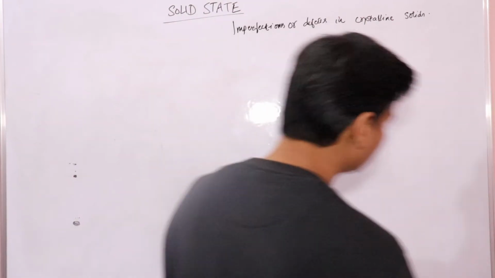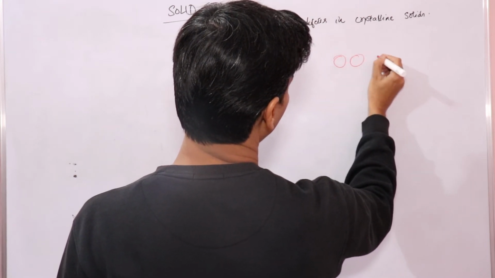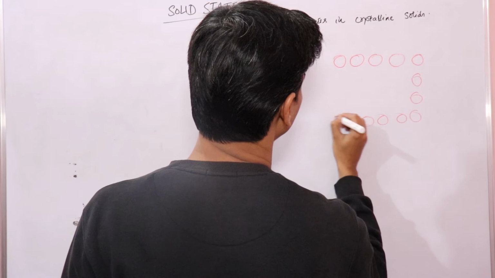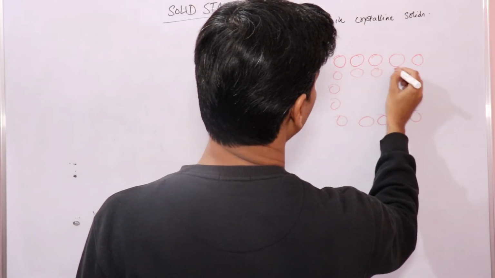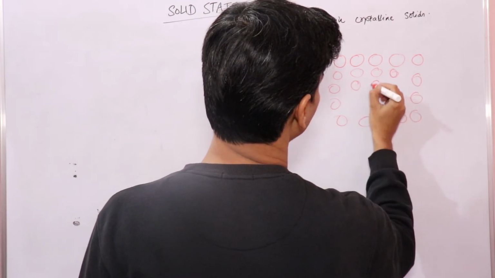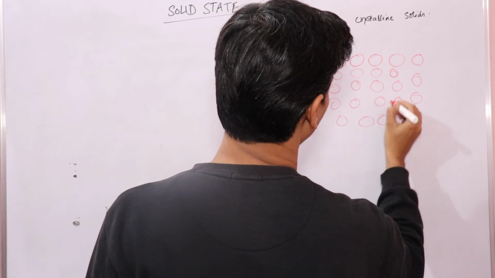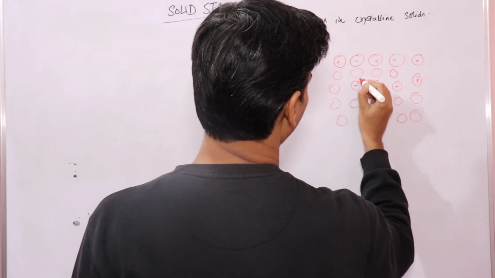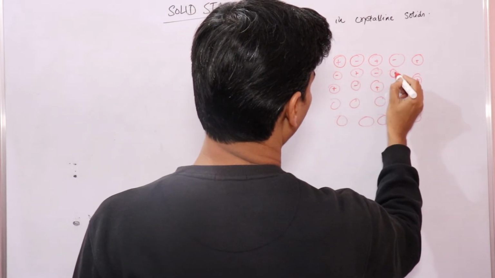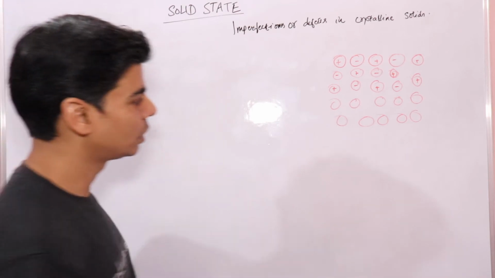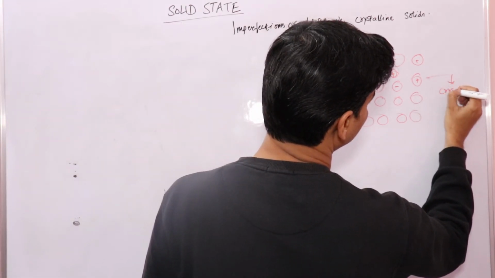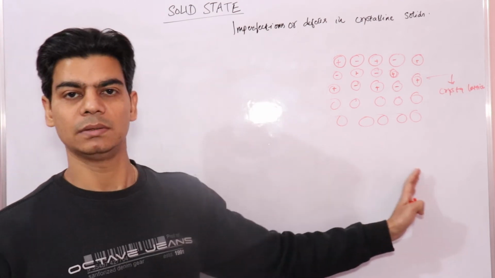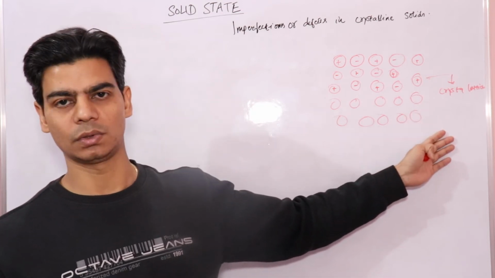Now we know it shows us how particles are arranged in a solid. Let's say these circles show us the arrangement of particles in a crystalline solid. Now let's say these are plus and minus, these are cations and anions. So this is a crystalline solid, this is a crystal lattice, and it shows us the arrangement of particles, which may be atoms, ions or molecules in crystalline solids.